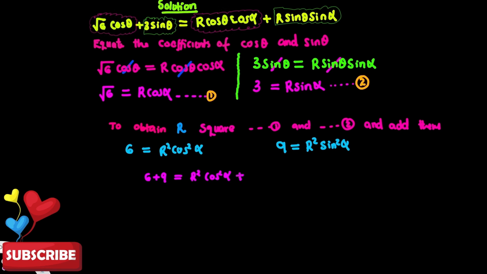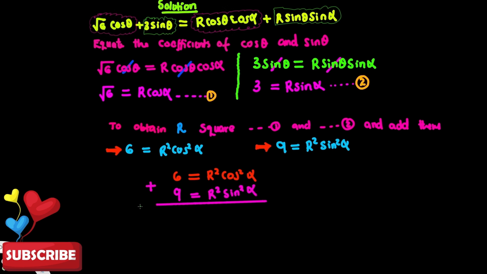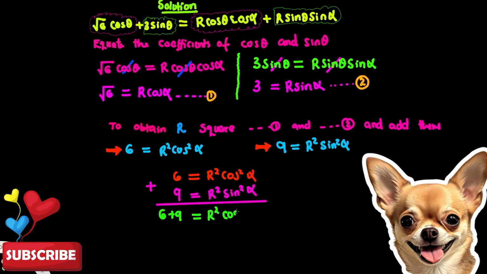So if we add these two equations, we're going to have this. We're going to say 6 equals r squared cos squared alpha. Down here we shall say 9 equals r squared sine squared alpha. Then we add the two equations. You can see now we have 6 plus 9 and also r squared into bracket this way.